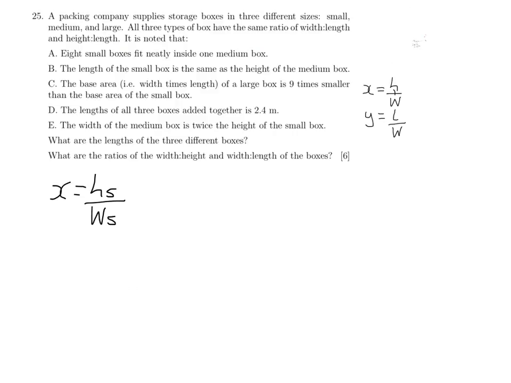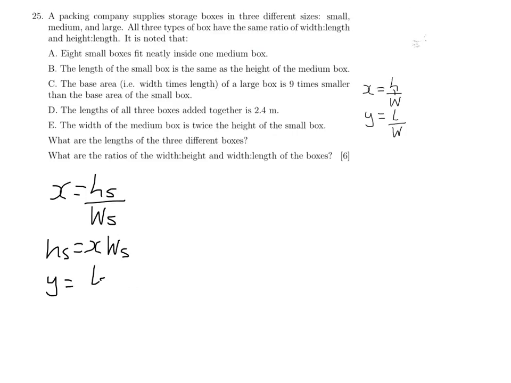So we can say, because I've made x the height divided by the width, it's the same for all boxes. So the height of the small box divided by the width of the small box, we're going to call x. So if we rearrange that for the height of the small box, then we've got x times the width of the small box.